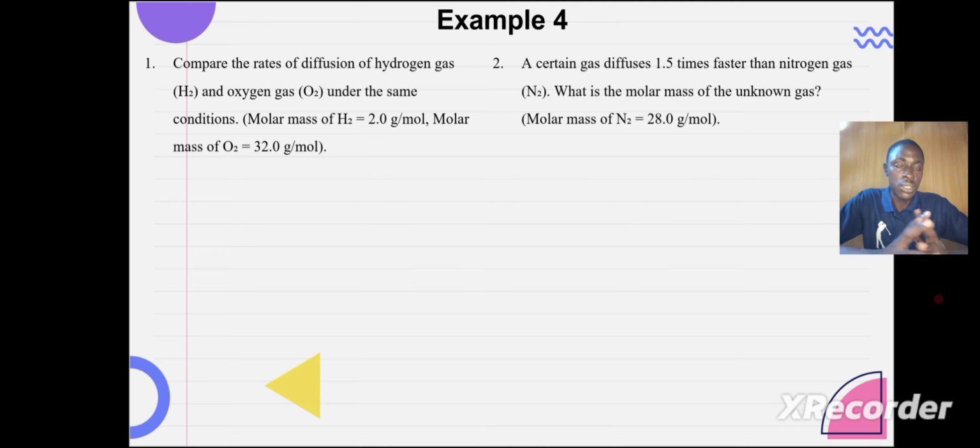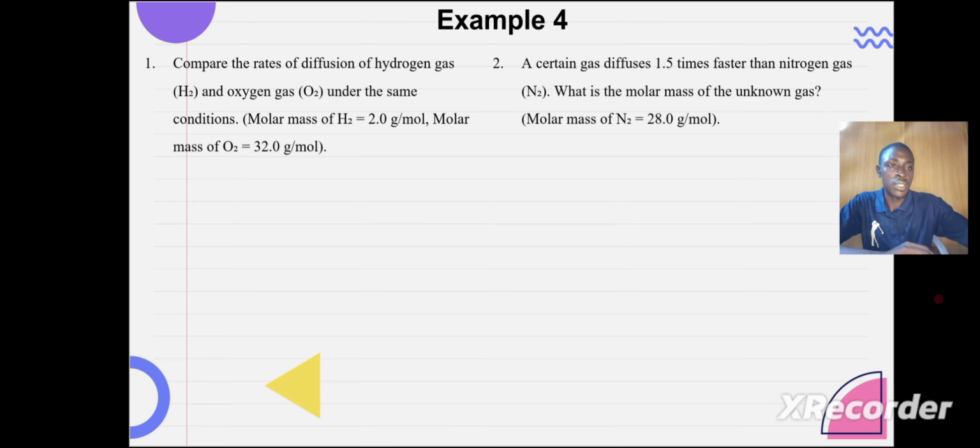Okay, let's check out this question. Compare the rate of diffusion of hydrogen gas and oxygen under the same condition. Molar mass of hydrogen is 2 gram per mole. Molar mass of oxygen is 32 gram per mole. So that's question 1. And question 2 says the unknown gas diffuses 1.5 times faster than nitrogen gas. What is the molar mass of the unknown gas?